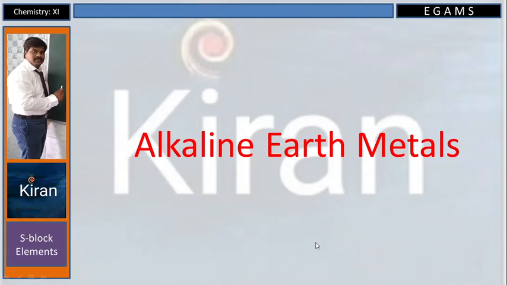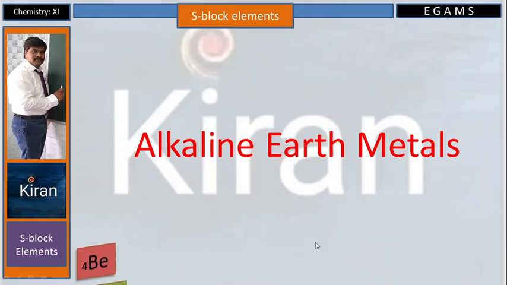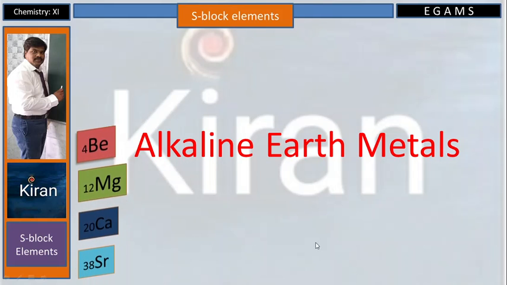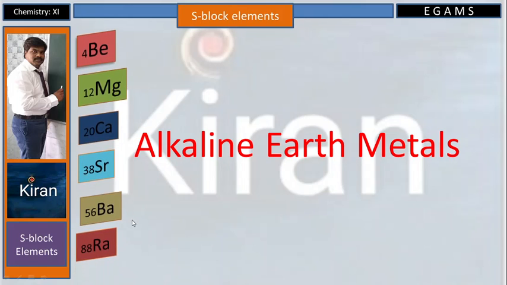So the alkali metals chapter is over, and I am going to explain alkaline earth metals within 5 minutes. Observe carefully. These alkaline earth metals also belong to the s block, because the last electron is present in the s orbital. Hence these elements also belong to the s block.